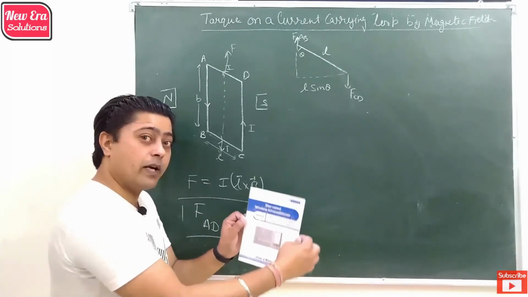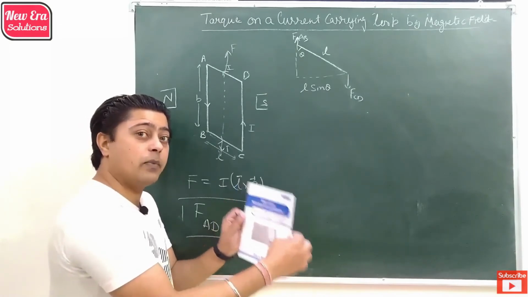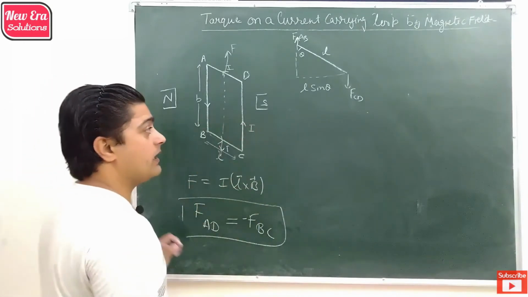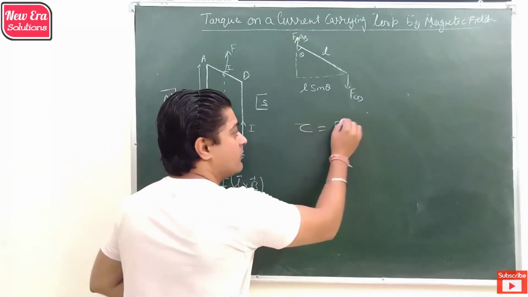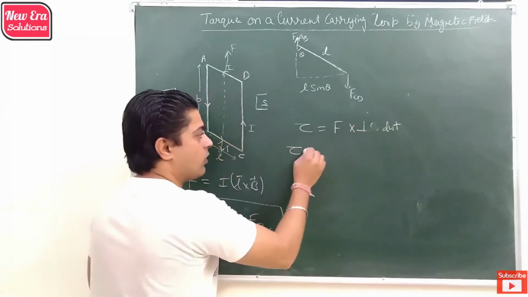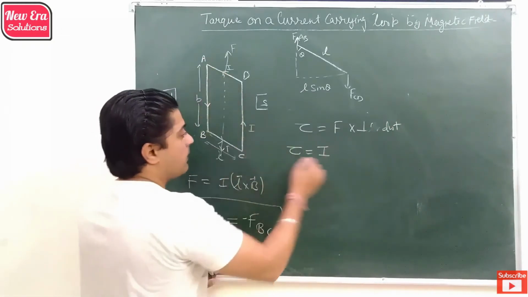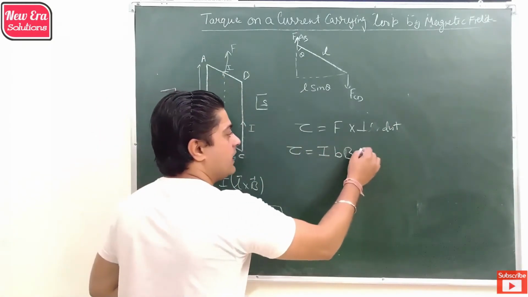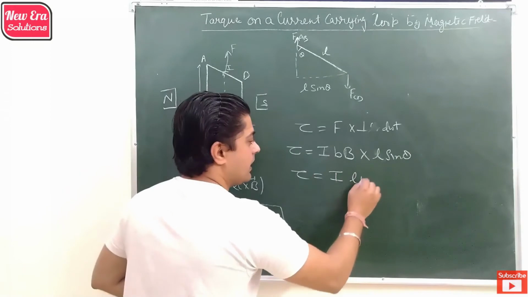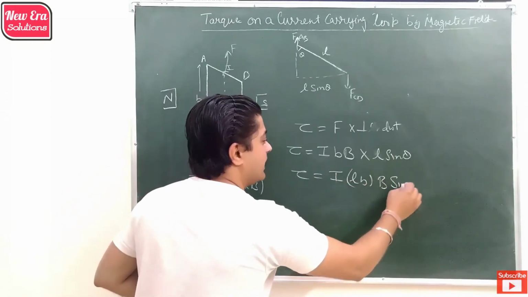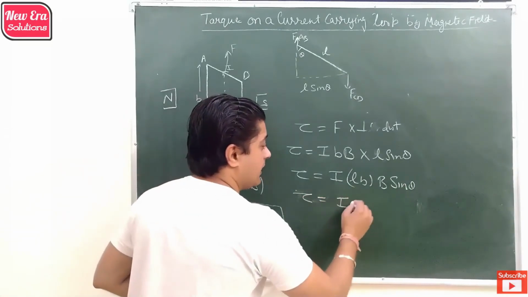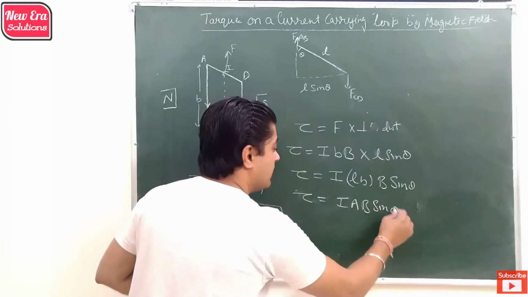So to rotate the loop, we require a pair of forces with a particular perpendicular distance. That is the distance observed between these two segments, so the torque produced is force into perpendicular distance. So torque is equal to I B into L sine theta. So the torque is equal to ILB sine theta. L into B is the area of the loop, so torque is equal to IAB sine theta.